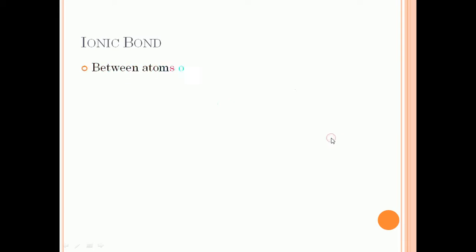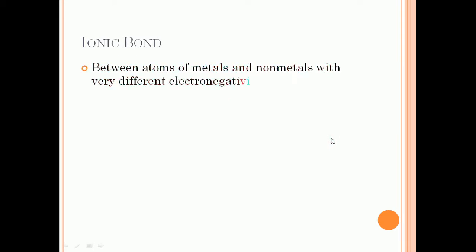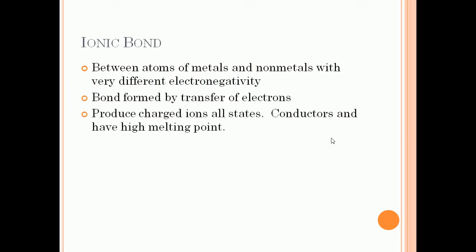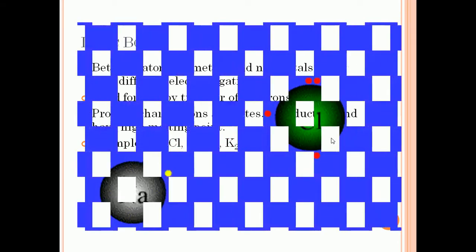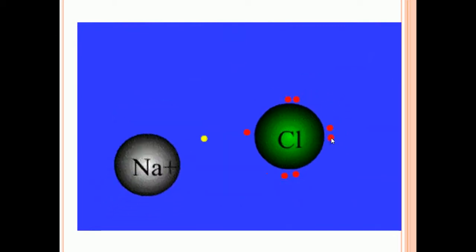Next is the ionic bond. Between a metal atom and a non-metal atom there is a difference in electronegativity. The bond is formed by the transfer of electrons. The charged ions in a molten state conduct, and the compounds have a high melting point. Examples are NaCl and CaCl2. This is one representation of the compound.